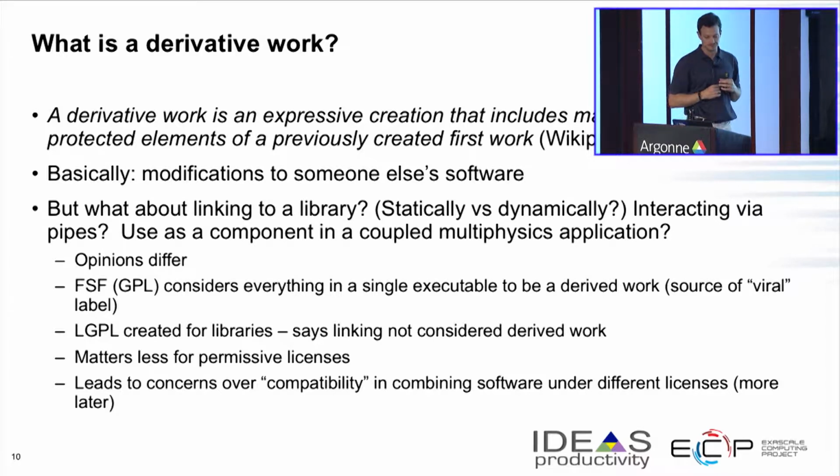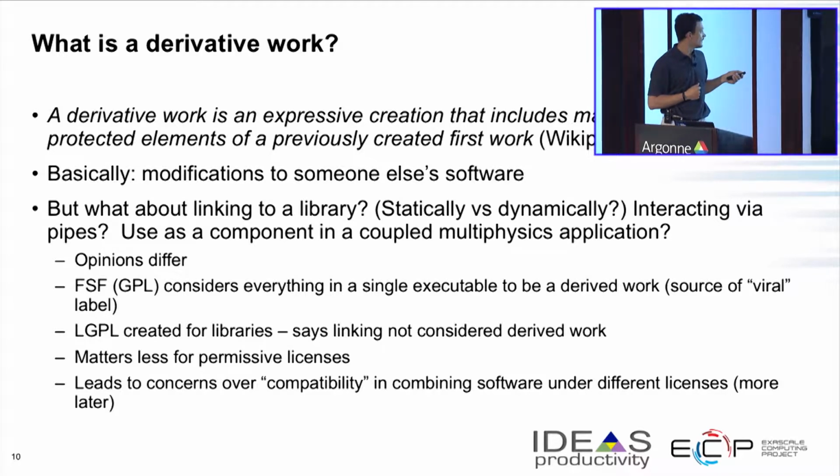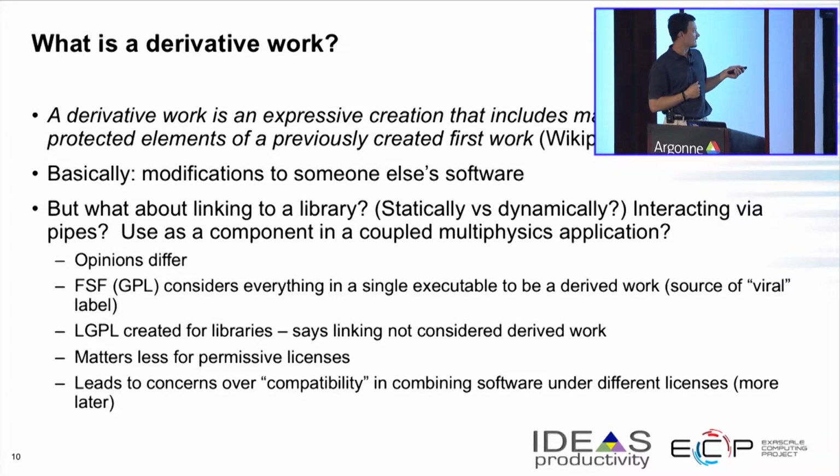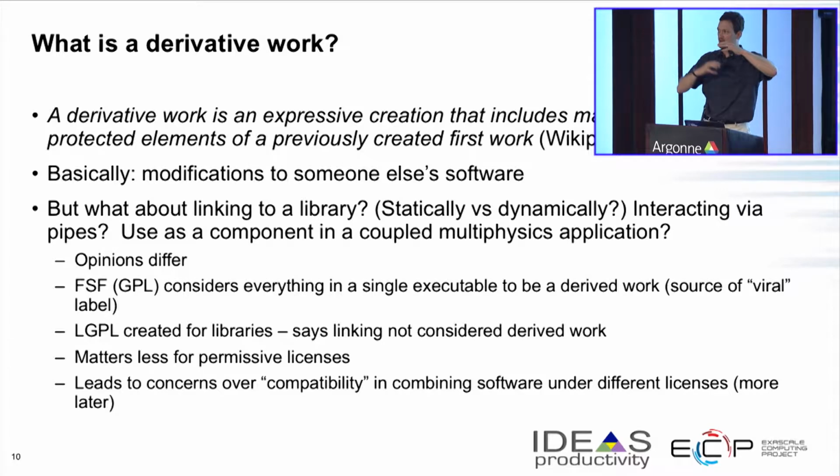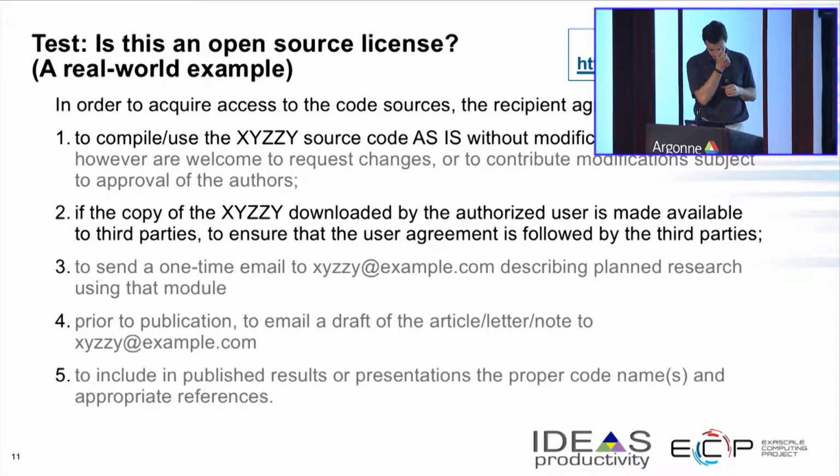Whereas a GPL license considers everything within an executable. So you're linking against that. Anything that you link against, that entire chain of software is infected by the GPL license. Does that make sense? Okay.